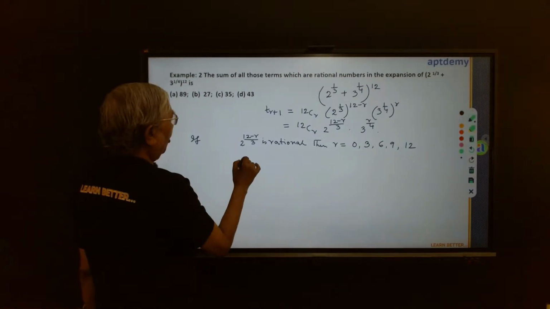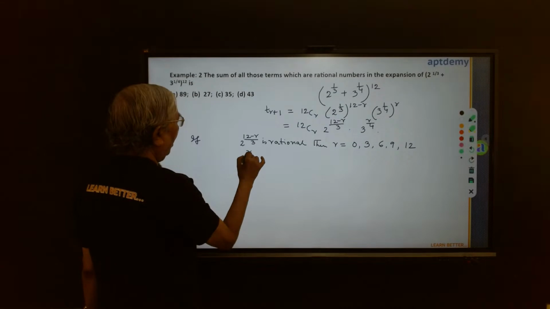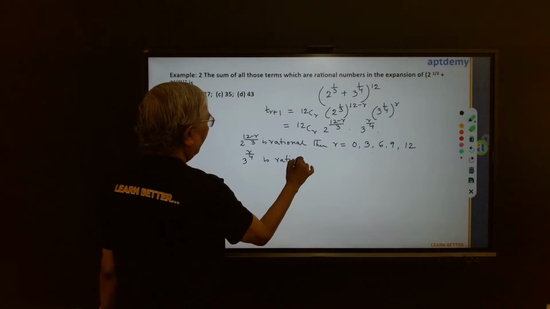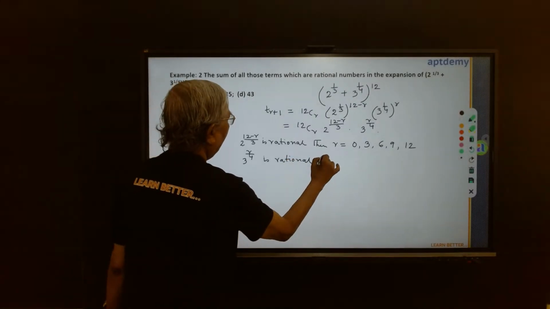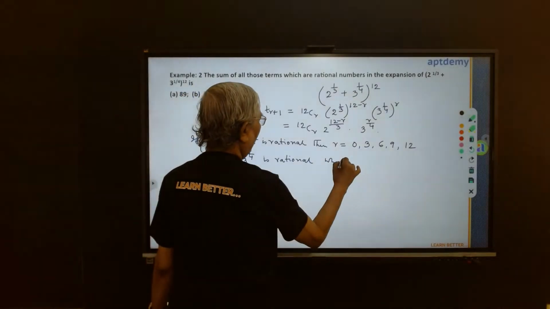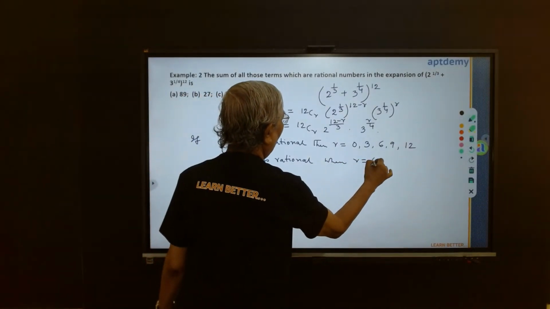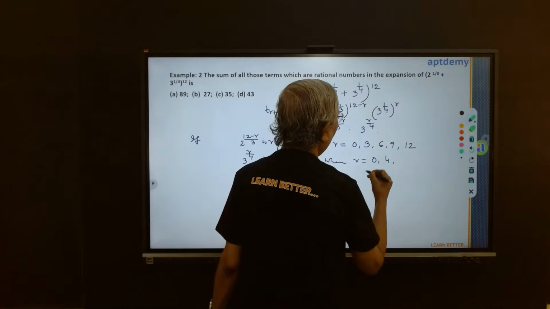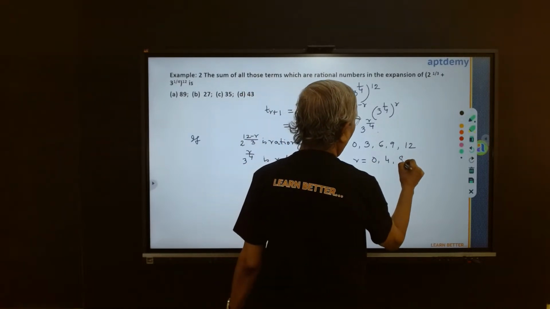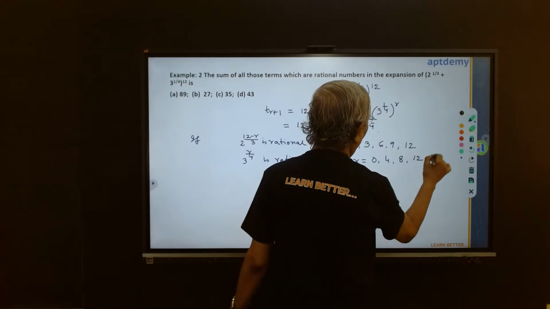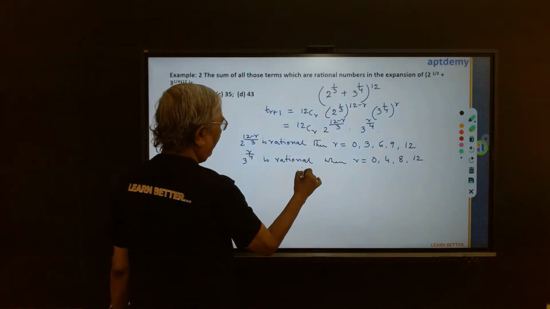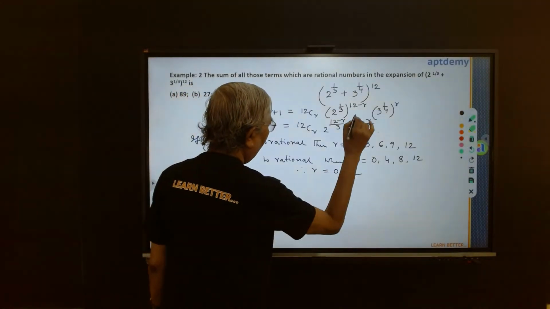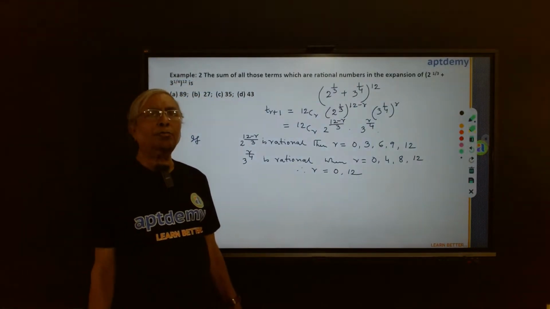Next, 3 to the power r by 4 will be rational when r equals 0, r equals 4, r equals 8, r equals 12. So from these two, we can write r equals 0 and 12.